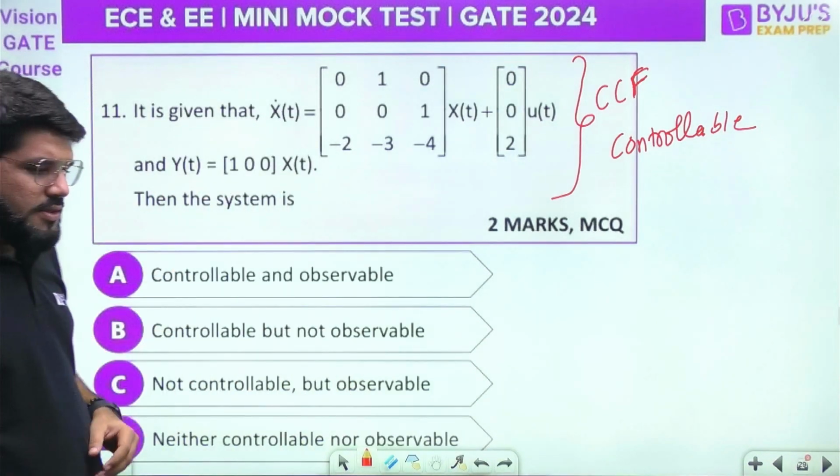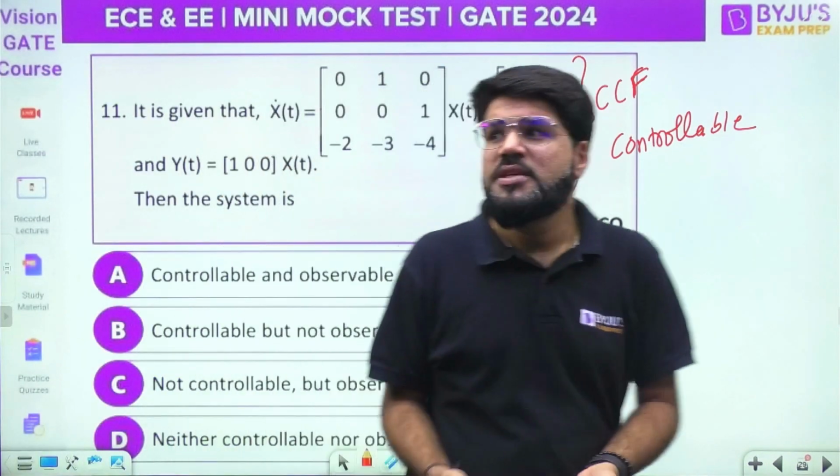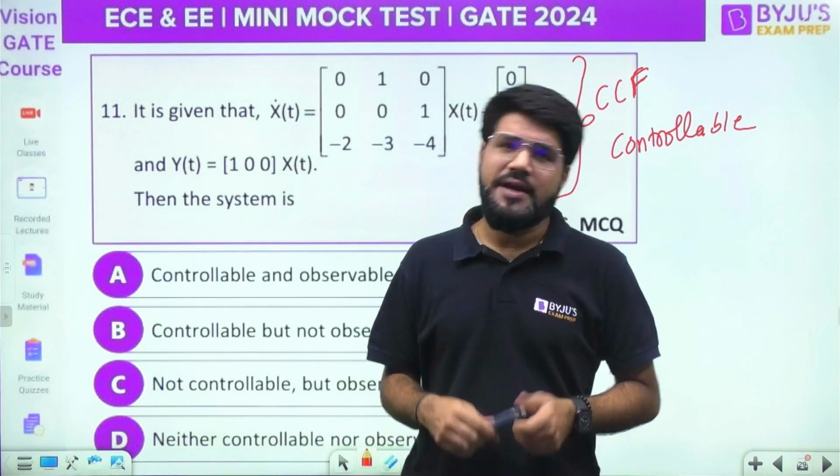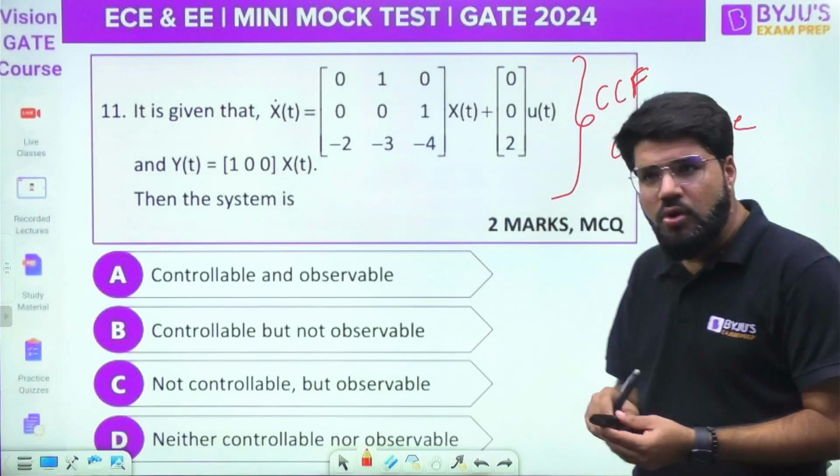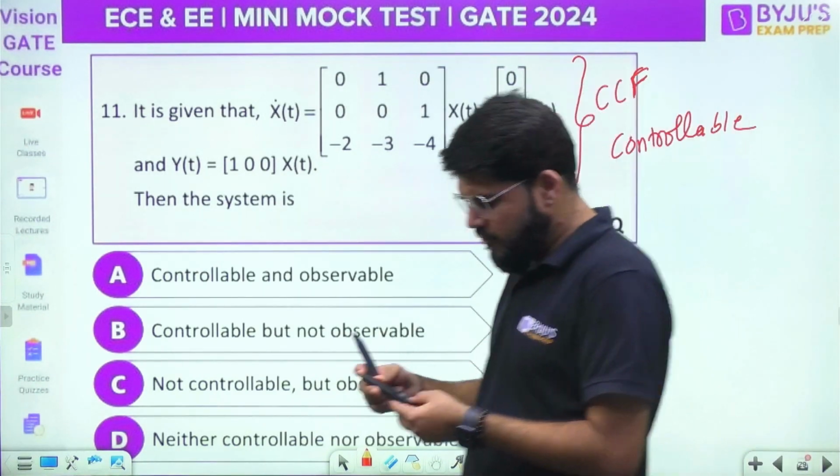Okay, now, sir, controllability is done. But again, for observability, should I have to go for Kalman's test? Again, it becomes a lengthy process. No, there is also a shortcut for observability.